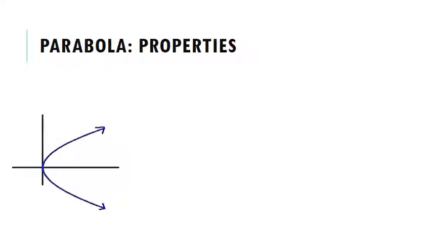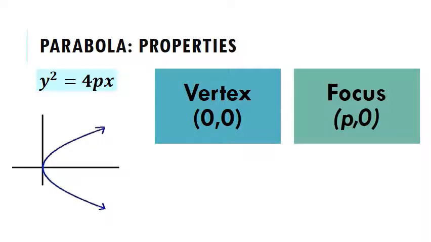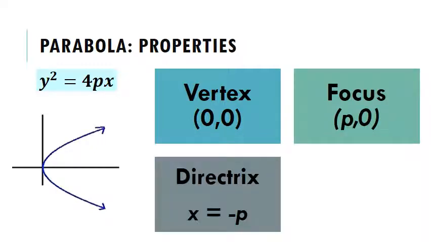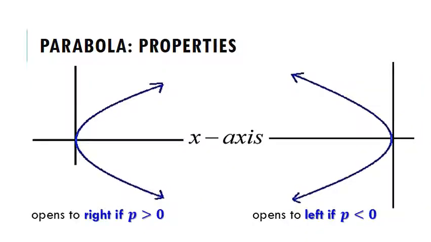Now, here are the properties of the parabola with the equation y squared equals 4px. So, kapag y yung naka-squared, it's either opening to the left or opening to the right. Vertex natin is the origin. Focus is (p, 0). Directrix is x equals negative p. And the principal axis is the x-axis. Now, if p is positive, the parabola opens to the right, and if p is negative, the parabola opens to the left.